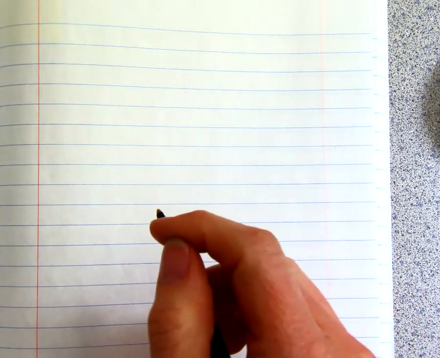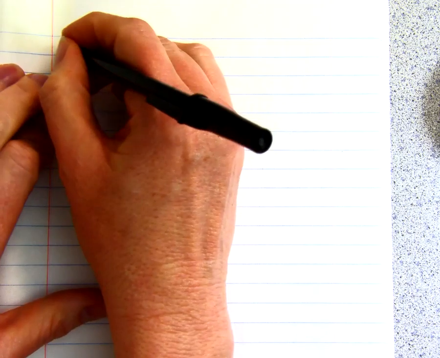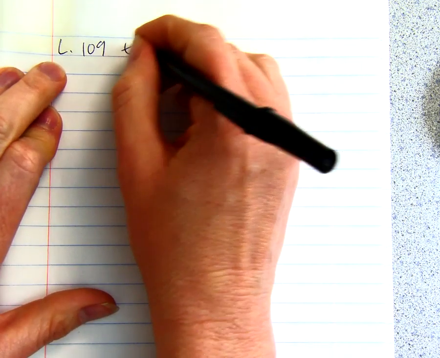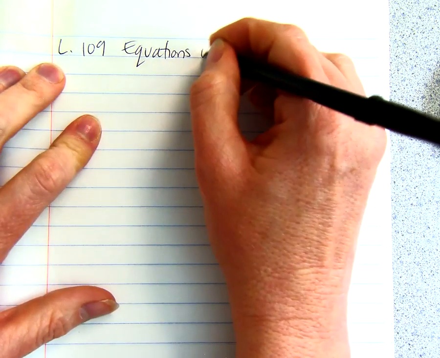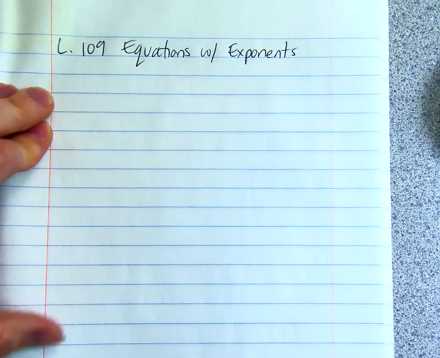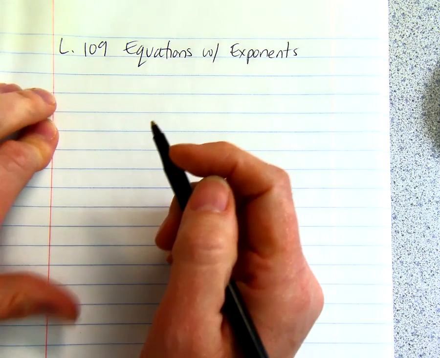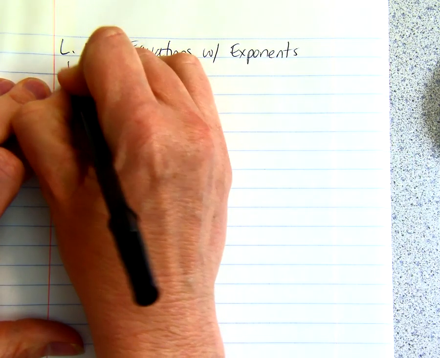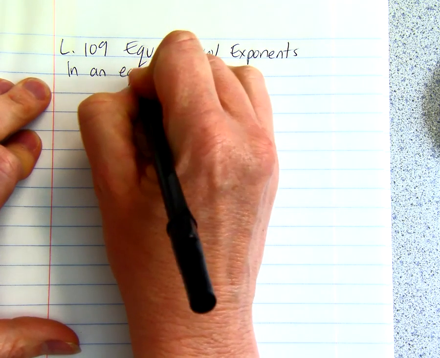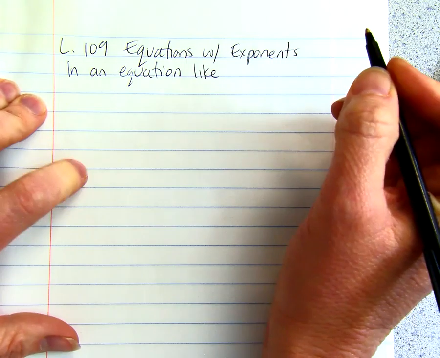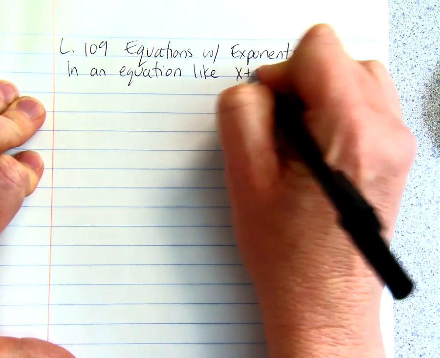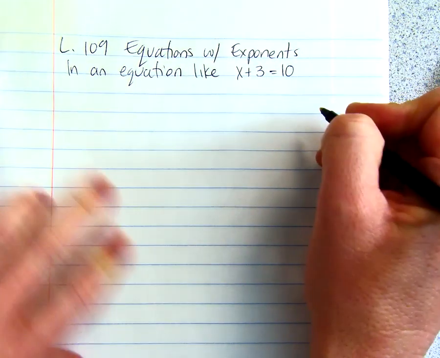Lesson 109, equations with exponents. So in an equation, like this one we've done before, x plus 3 equals 10.